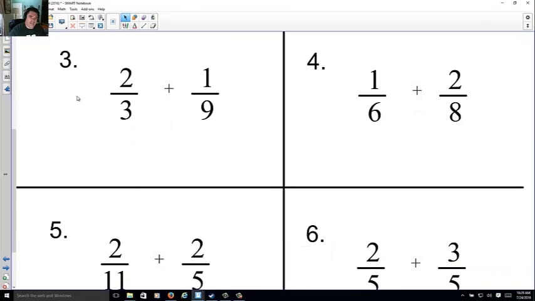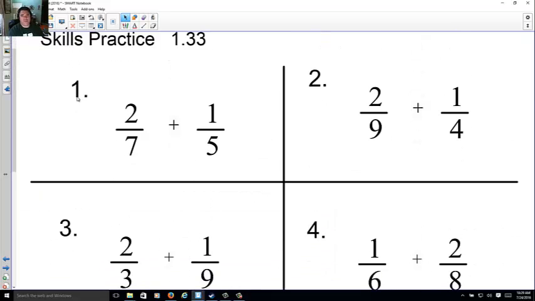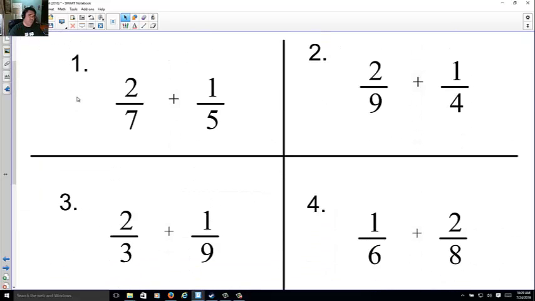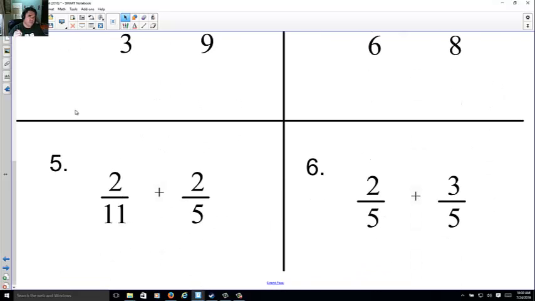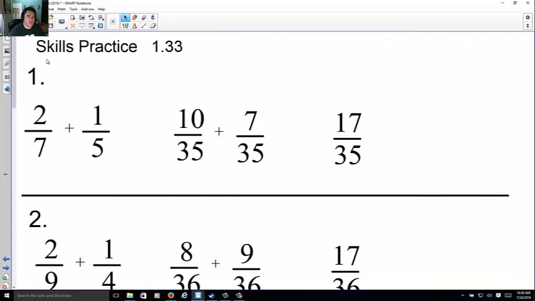Skills practice. I've got 6 of them, so I'm going to have you pause it twice. Go ahead and try these 4. Remember, separate sheet, piece of paper, extra credit if you wish. Easy to get extra credit in my class. Go ahead and pause it this time. And now try the other 2. Pause. Let's see how you did.